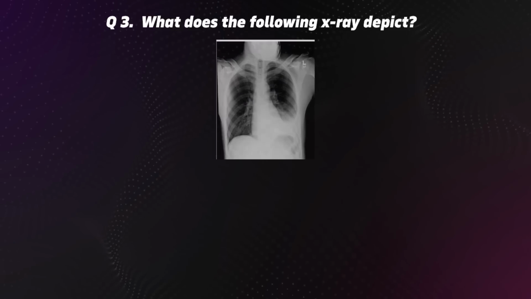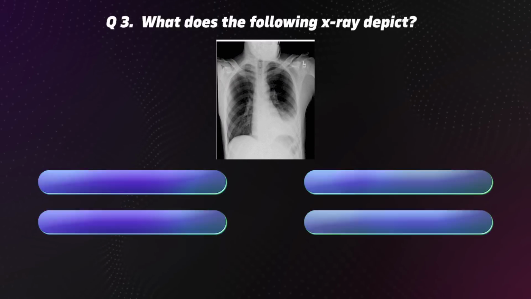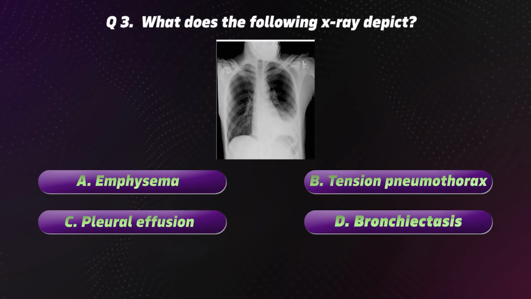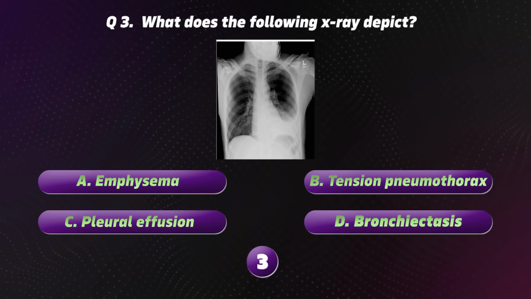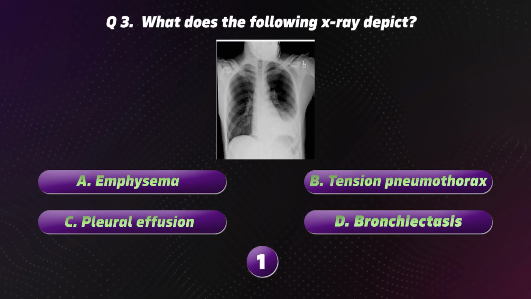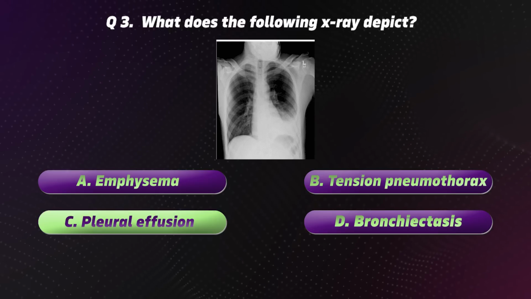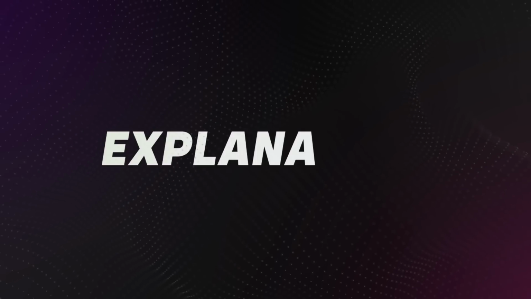Question 3. What does the following X-ray depict? Here are the options. A. Emphysema. B. Tension pneumothorax. C. Pleural effusion. D. Bronchiectasis. And the correct answer is option C, pleural effusion. Here's the explanation.